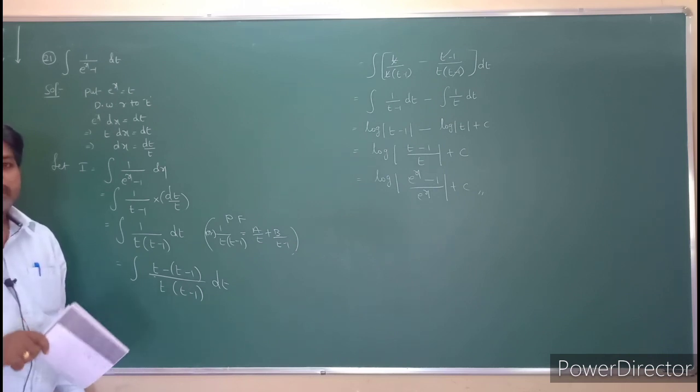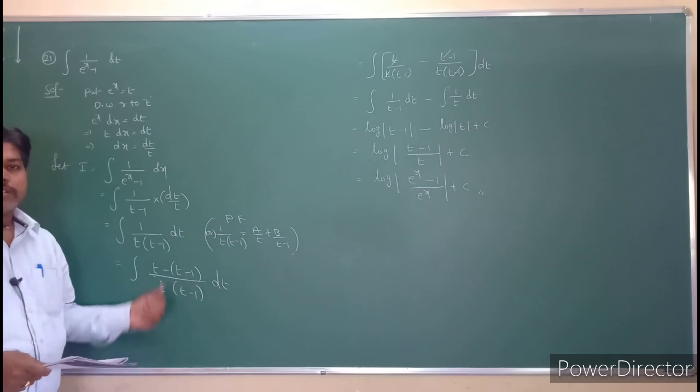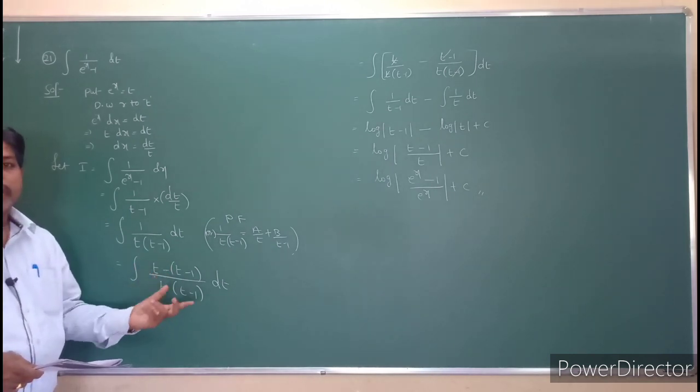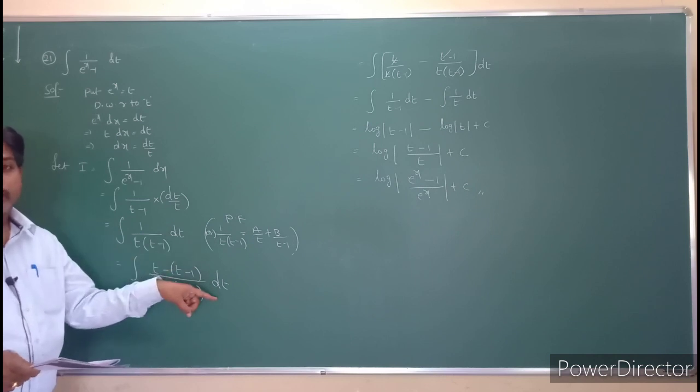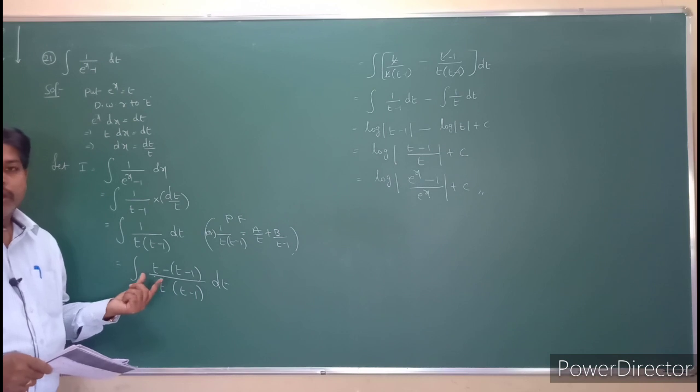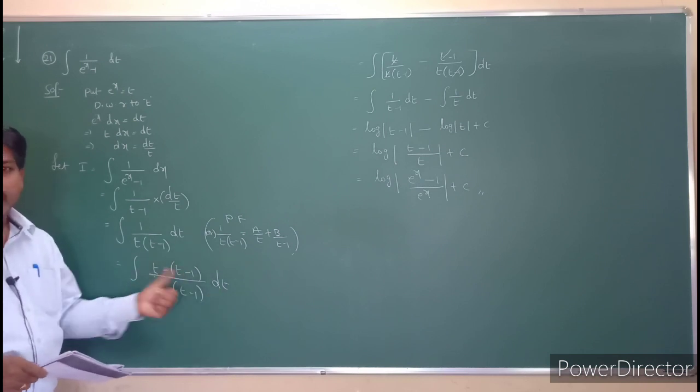Otherwise, use the denominator. What is the denominator? It is t into t minus 1. T into t minus 1 can be written as t minus of t minus 1. The numerator is 1. By using the denominator, I will write t minus of t minus 1. T will be cancelled, you will get 1.